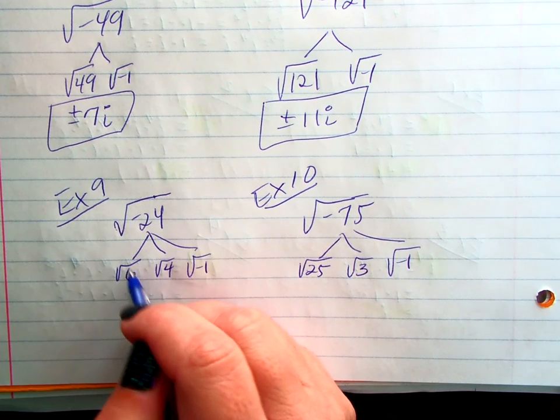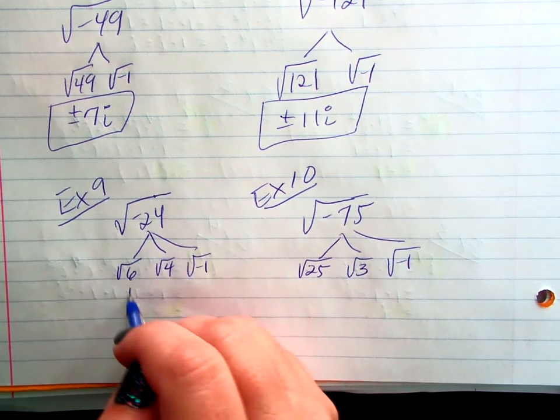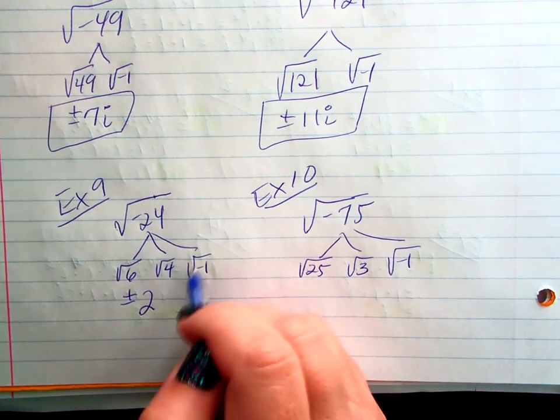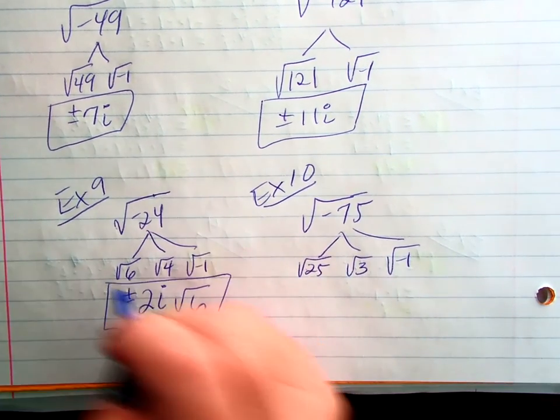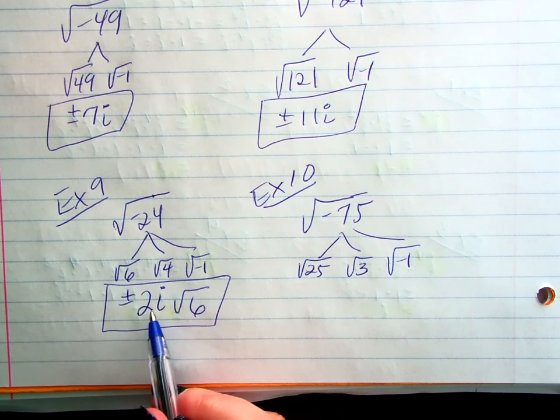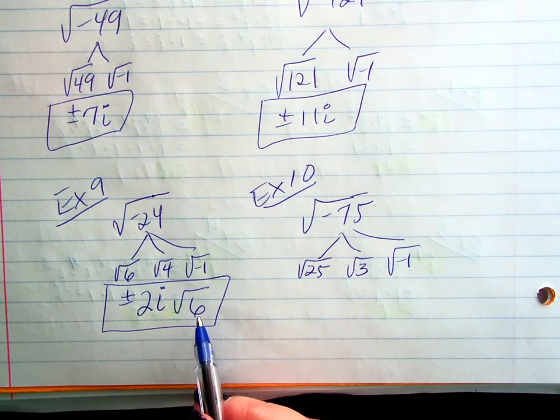Square root of 6 can't do anything, but the square root of 4 is 2. Square root of negative 1 is i, and then we leave the root 6 at the back. Notice that there are some things that come out of the square root and some things that stay under.